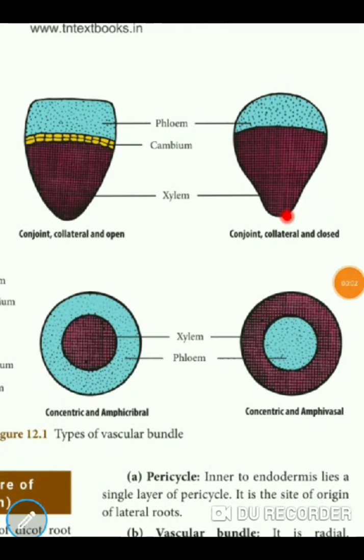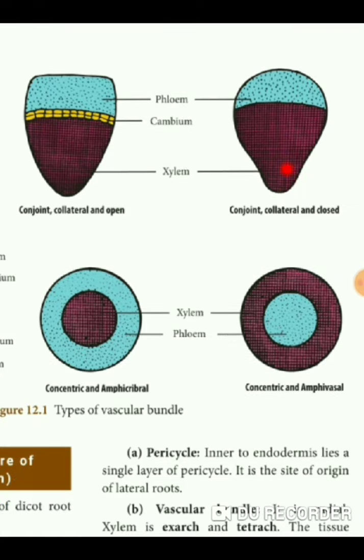The second type of vascular bundle is the conjoint bundles. In this type, the xylem and phloem lie in the same radius. It is further classified into collateral and bicollateral. In the collateral type of vascular bundle, the xylem lies towards the center and phloem lies towards the periphery, students. Both these are collateral type of vascular bundles. In this you can see that xylem lies towards the center whereas phloem lies towards the periphery.